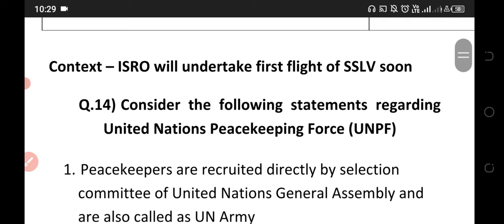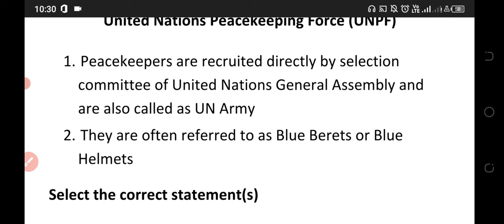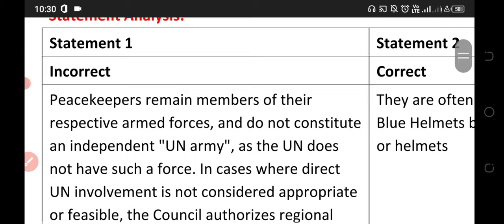Consider the following statements regarding the United Nations Peacekeeping Force, UNPF. Peacekeepers are recruited directly by the selection committee of the United Nations General Assembly and are also called the UN Army. They are often referred to as blue berets or blue helmets. Which are the correct? Two is definitely correct and one is incorrect. Peacekeepers remain members of their respective armed forces.